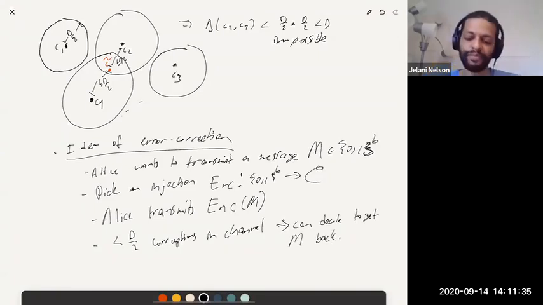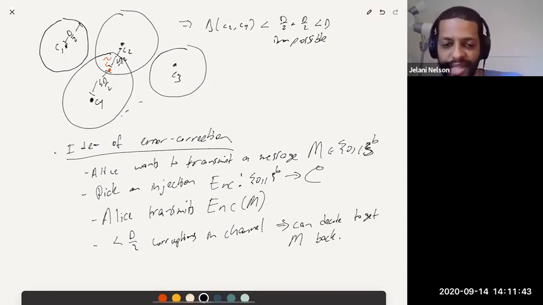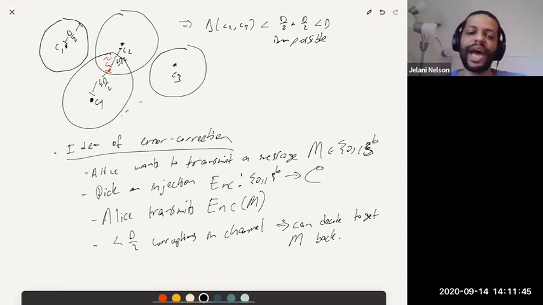More specifically, what the decoder will do is correct the errors and get back the actual code word that Alice sent. And then, now that they have the actual code word, they can invert the injection to get back the original b-bit string. Okay, so that's why they're called error correcting codes.